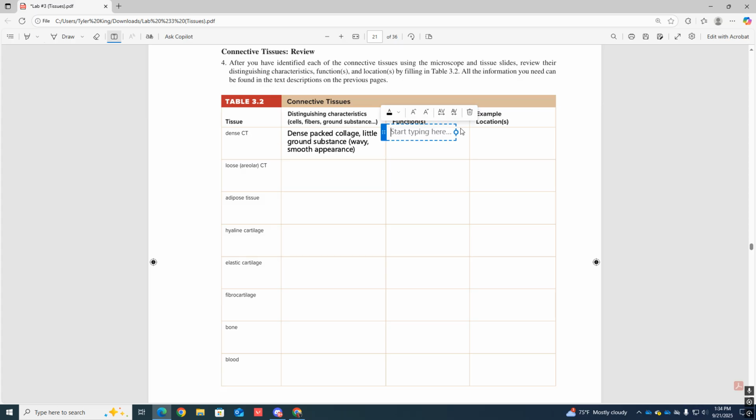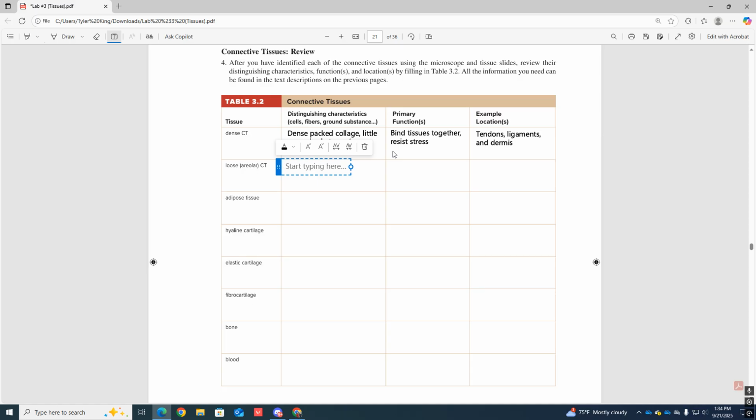The primary function of these is to help bind tissues together and to resist stress. And resisting stress is primarily for the irregular shaped. Example locations you'll find this: in the tendons, the ligaments, and the dermis primarily. Okay. Perfect.